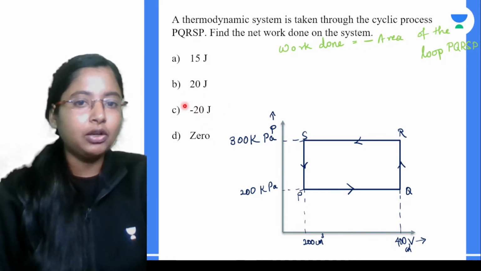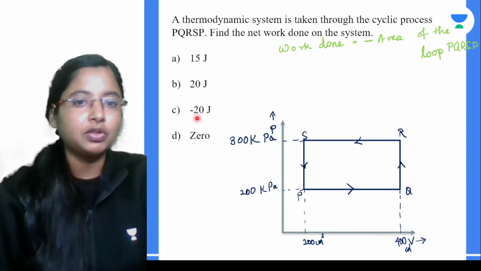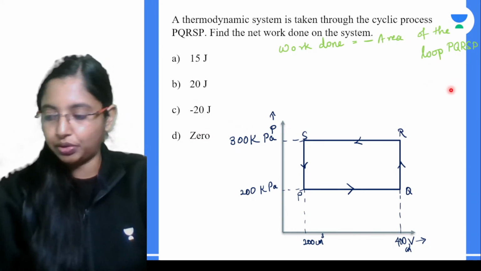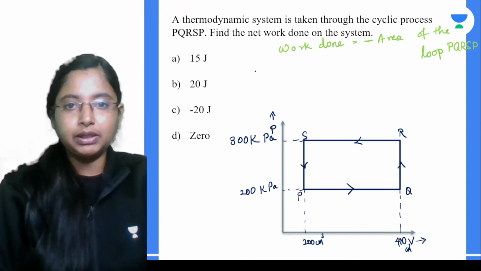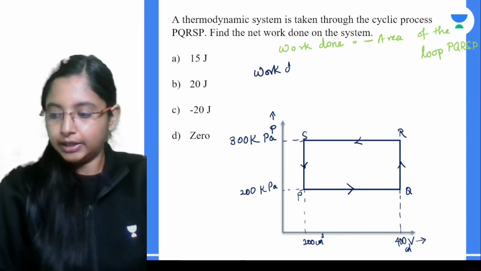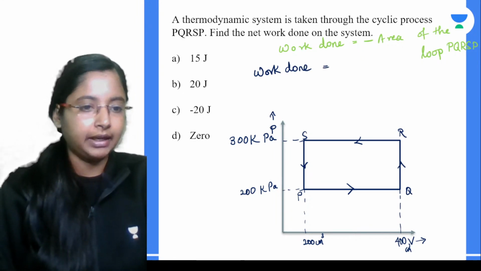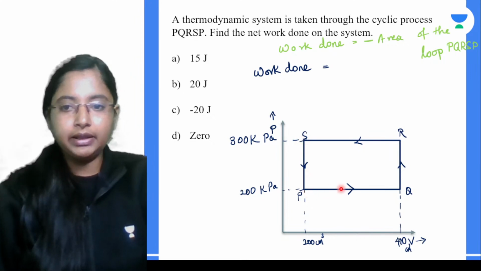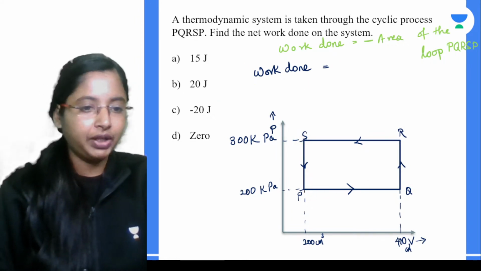We could have easily gone with this if only we did not have the option 0 over here. But because we have 0, we have to check which is going to be the answer. So, how do we find the work done in this case? Very simple. What is the area over here? This is a rectangle, so we can check length into breadth. What is the length over here?